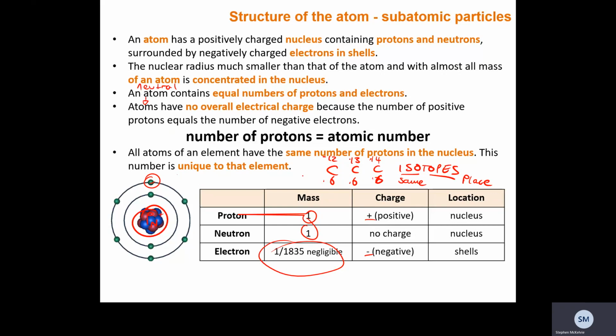If I increase the number of protons, like I did accidentally over there, it becomes a new type of atom. So carbon with one extra proton becomes a nitrogen.